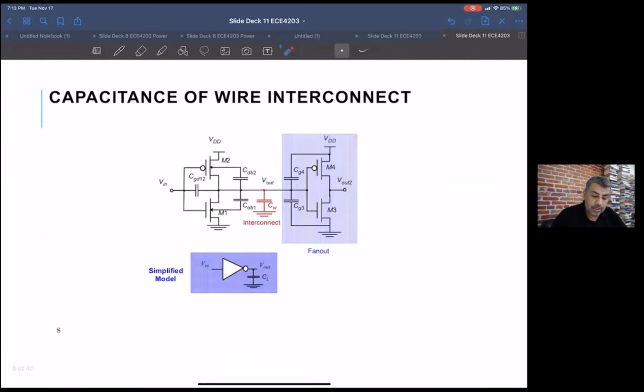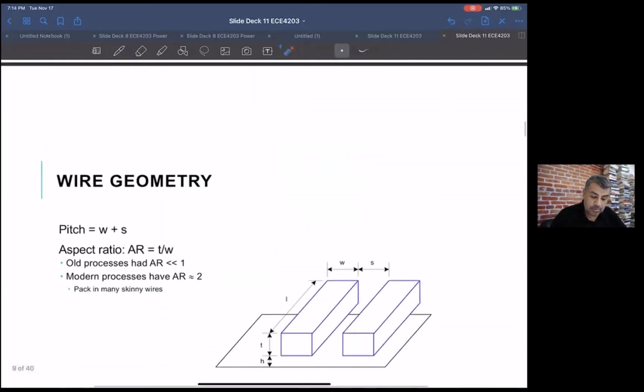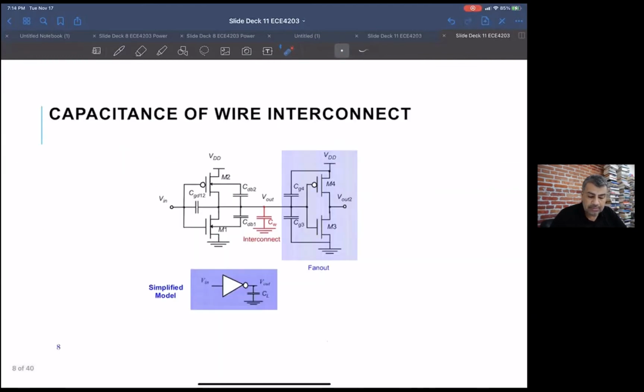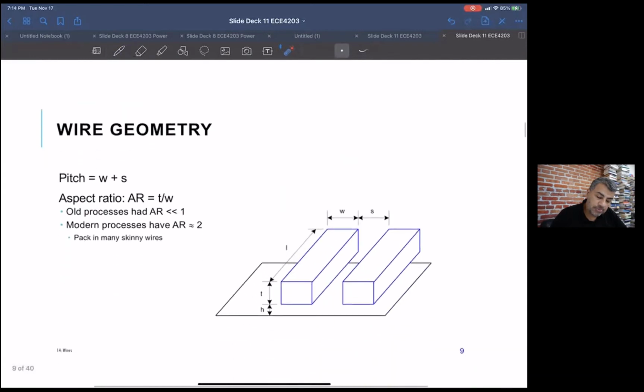So just jumping into the capacitance first. Are we going to talk about capacitance? No, let's. I think. Let's see what I want to say about this. Let's jump through this one.